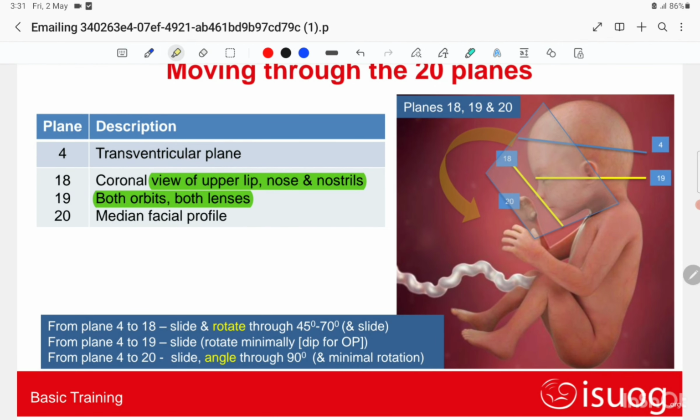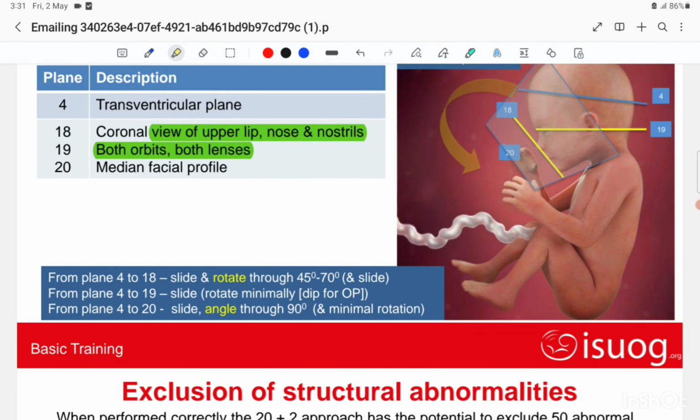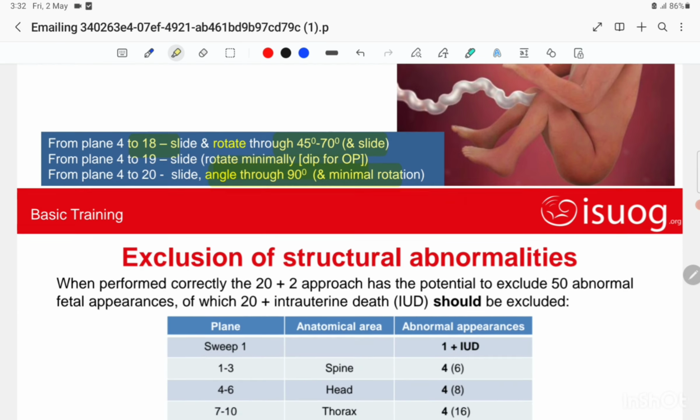Then you can see the coronal view, the transventricular planes, 18, 19, 20, the upper planes. You start from the transventricular plane. Then you move 90 degrees, rotate 45 to 70 degrees to get the 18 plane. Then rotate minimally, except for the posterior slide angle from 90 degrees, to get a median facial plane.